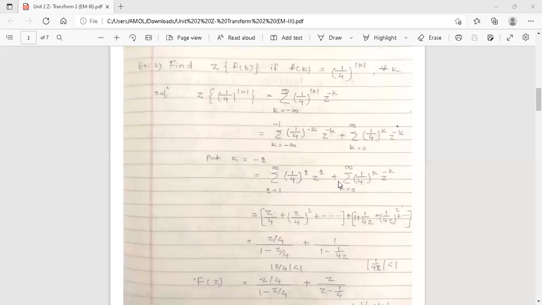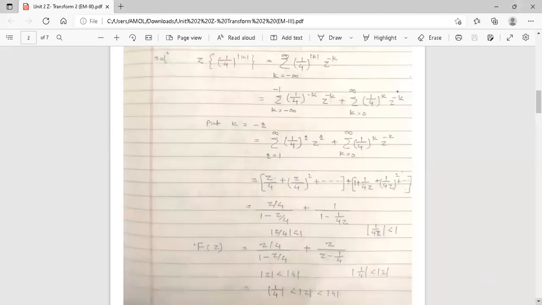plus summation 1 by 4 to the power k. The second summation, second term, is as it is because the limits are positive, 0 to infinity. So no need to use substitution here. The substitution is only for the first summation because the limits are negative, to change the limits.